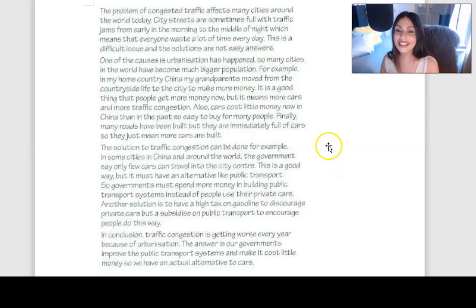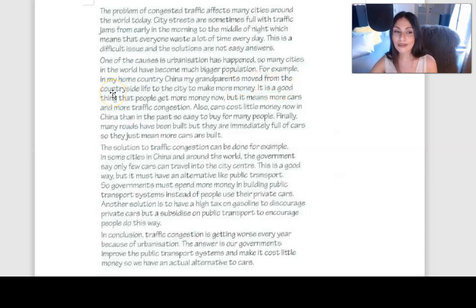"One of the causes is urbanization has happened. So many cities in the world have become much bigger population." There is a grammar error. Here we go. "Much bigger in population" is correct. Something is bigger in size. Bigger in population. So the candidate forgot to insert a preposition here.